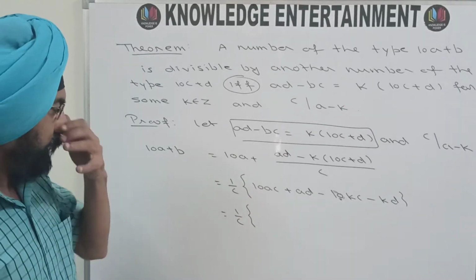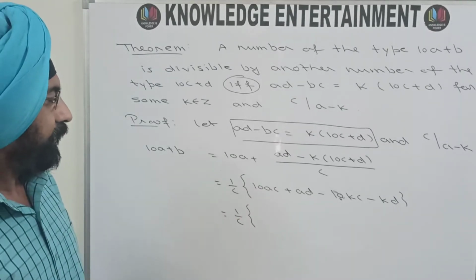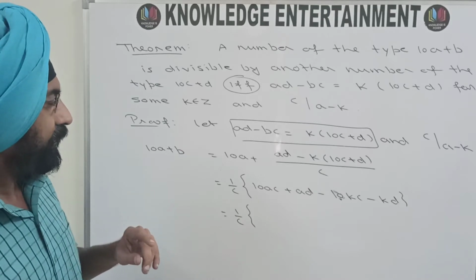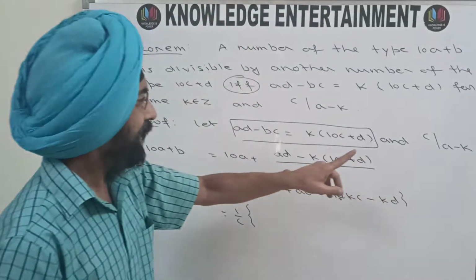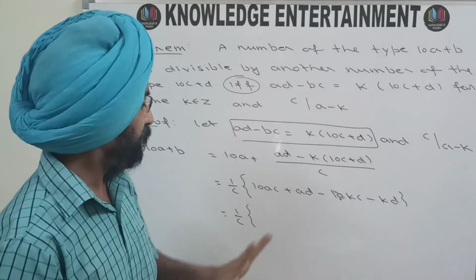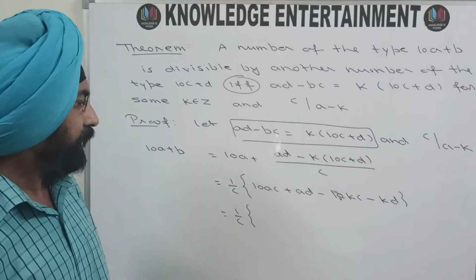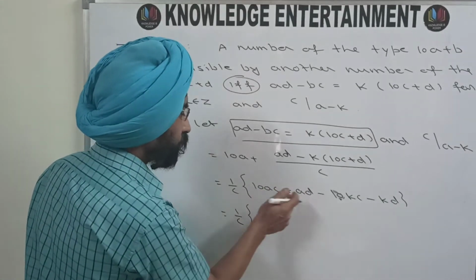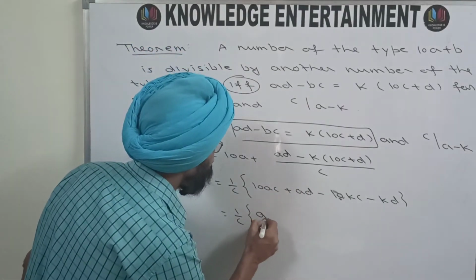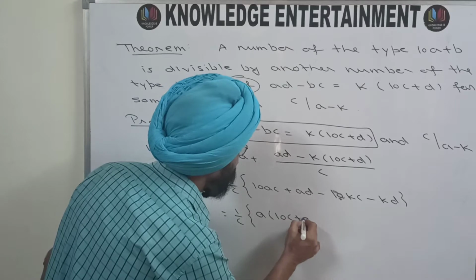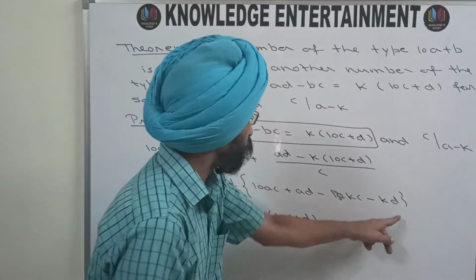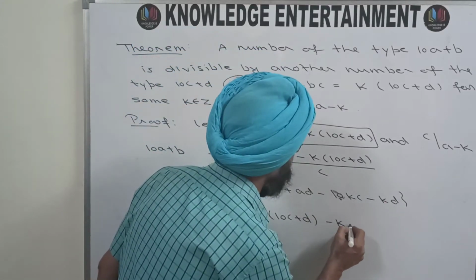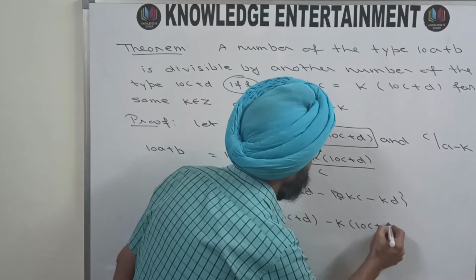So how to factorize it? Actually, I want A minus K and the other term as tan C plus D. That is my main motto. So from the first two, take out A common. It is tan C plus D. And from the last two, take out minus K common. It is tan C plus D.